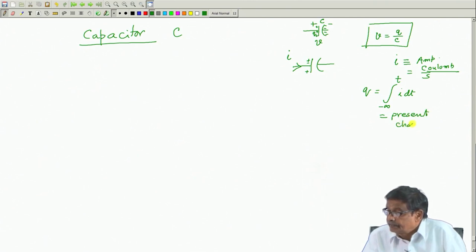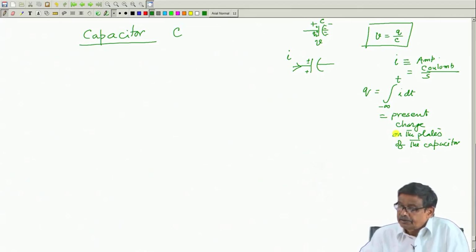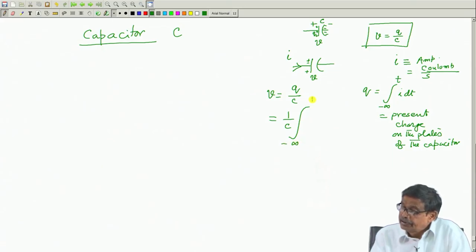That will give you the present charge on the plates of the capacitor. So, you have to excite the capacitor with a current source. You must feed some current to the plates of the capacitor, and therefore, once Q is obtained, the voltage across the plate of the capacitor will be Q by C, and I will write it as 1 by C, minus infinity to t, I dt. This is the thing.